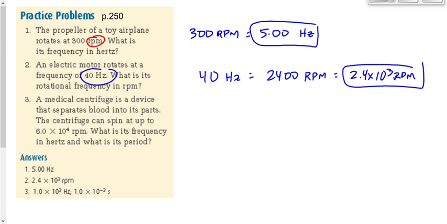And finally, number 3 says a medical centrifuge is a device that separates blood into its parts. You ever heard of a centrifuge before? Where have you heard that word? Some roller coasters named after it. Okay.